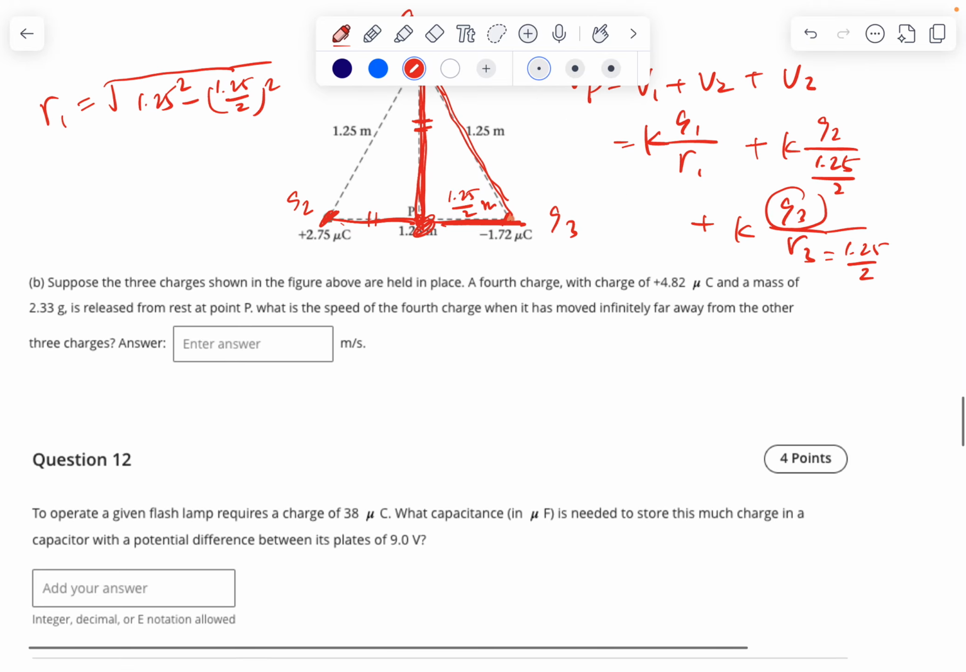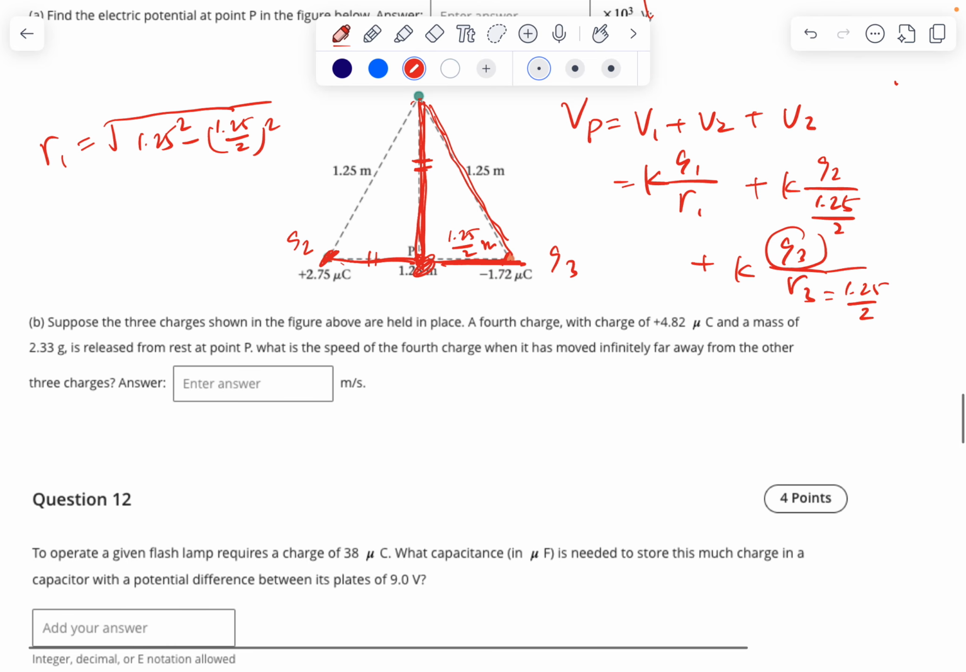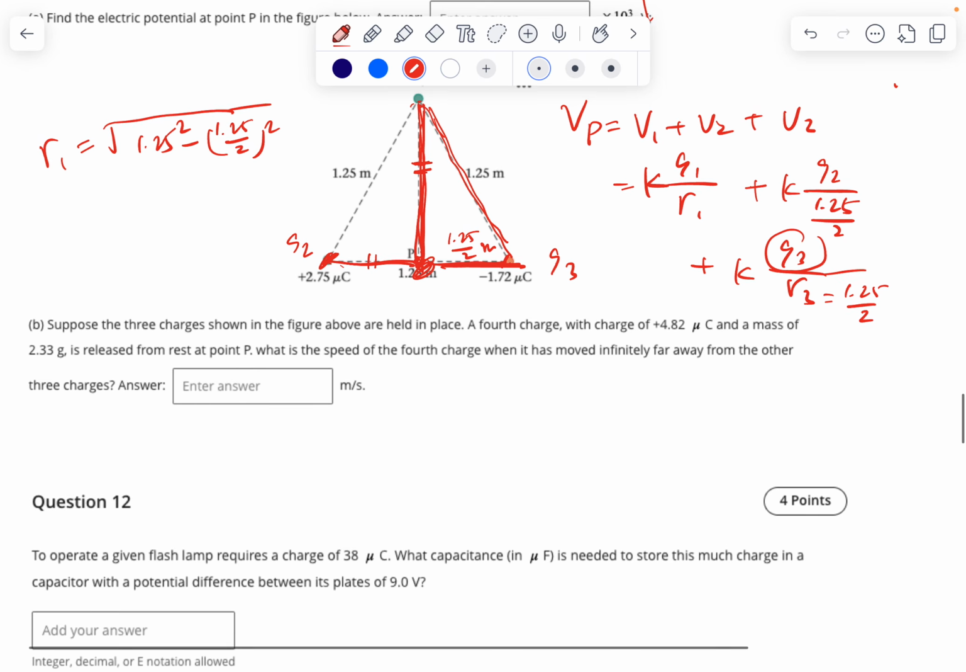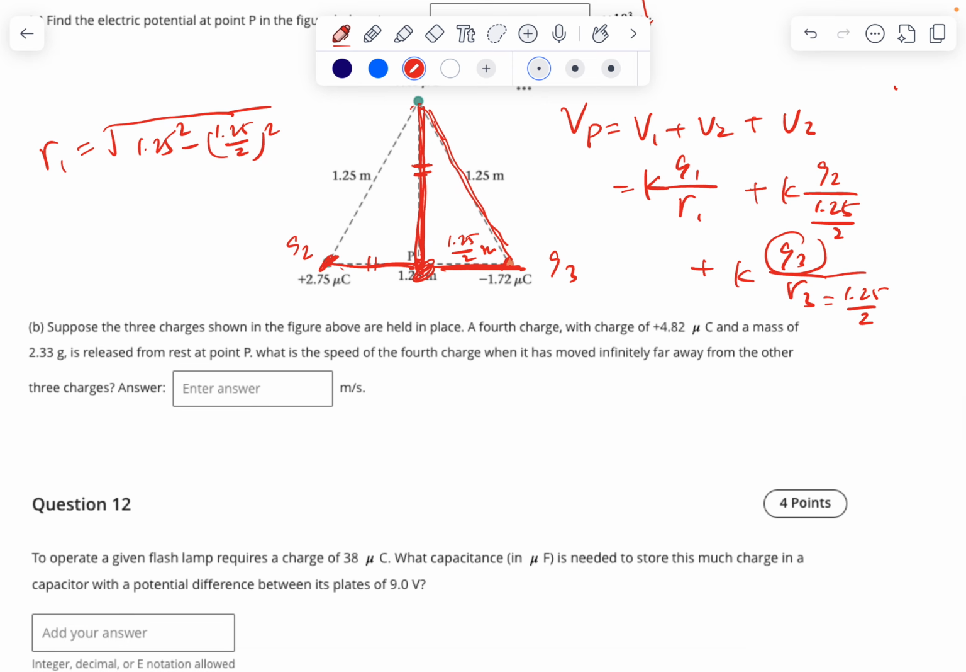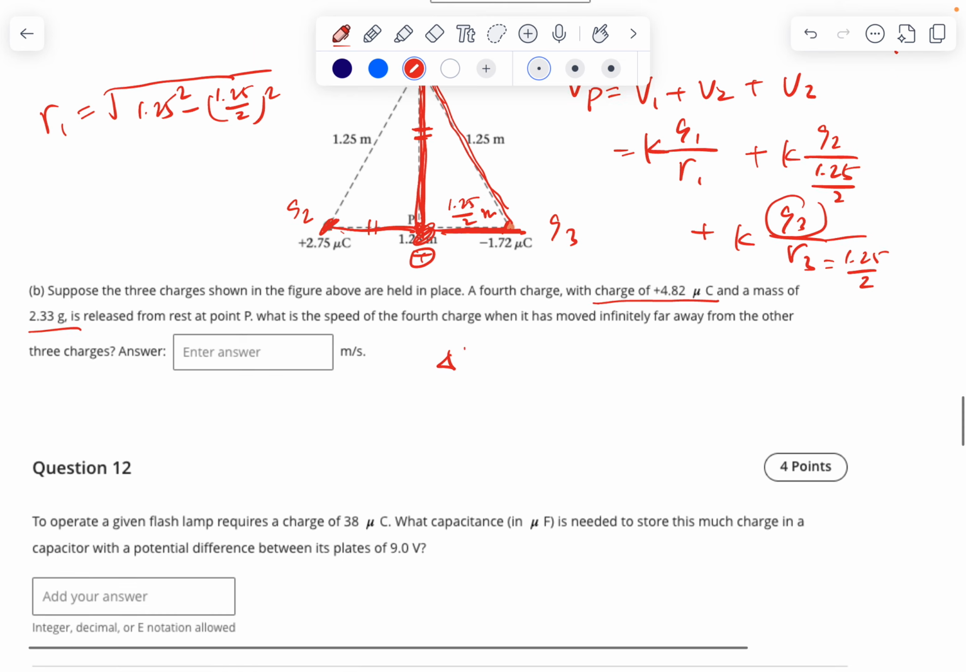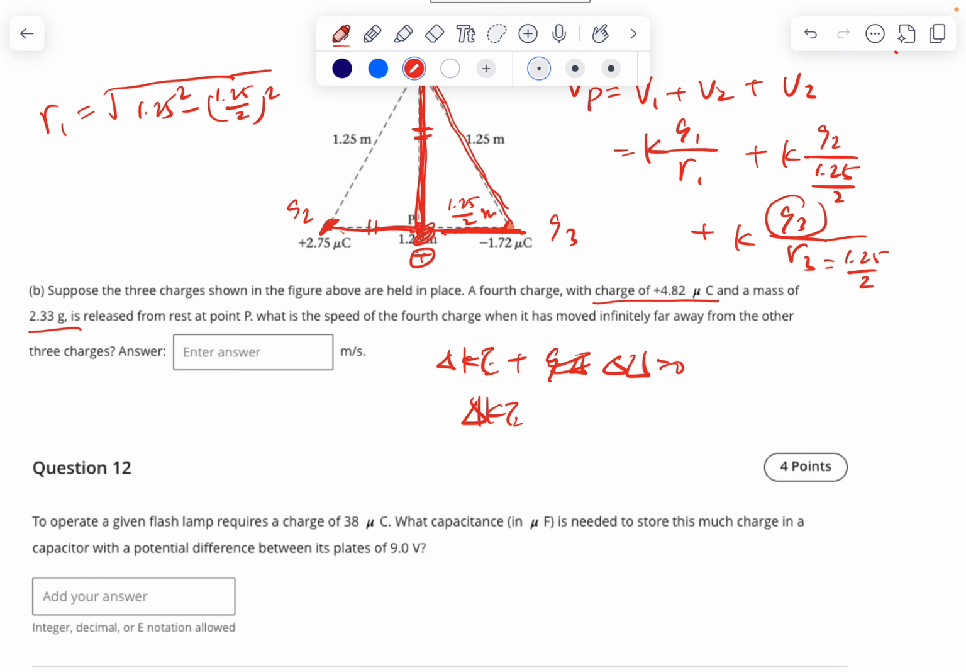Second, suppose the three charges shown in the figure above are held in place. A fourth charge with a given charge and mass is released from rest at P. So you release the charge here. What is the speed of the fourth charge when it has moved infinitely far away from the other three charges? This problem uses energy conservation: delta KE plus Q delta V is 0.